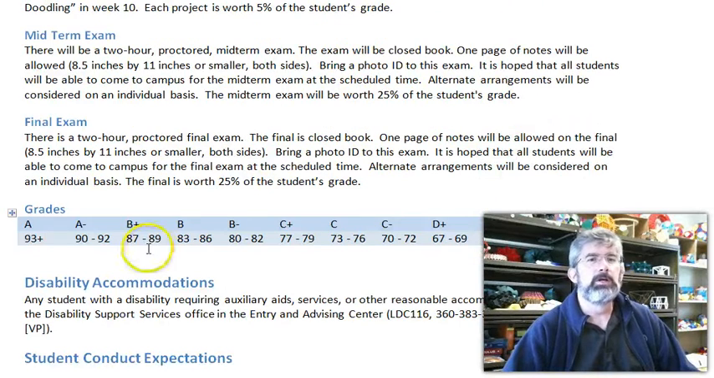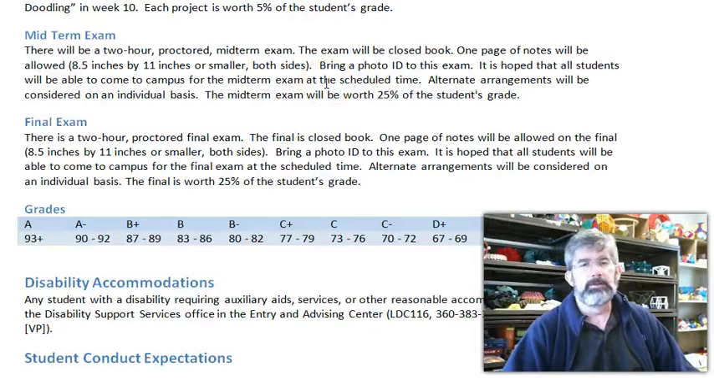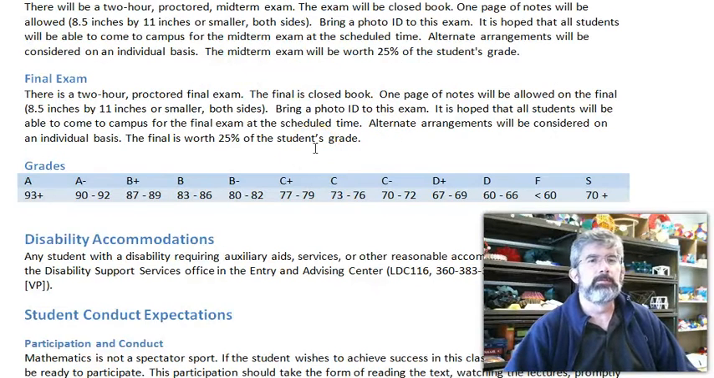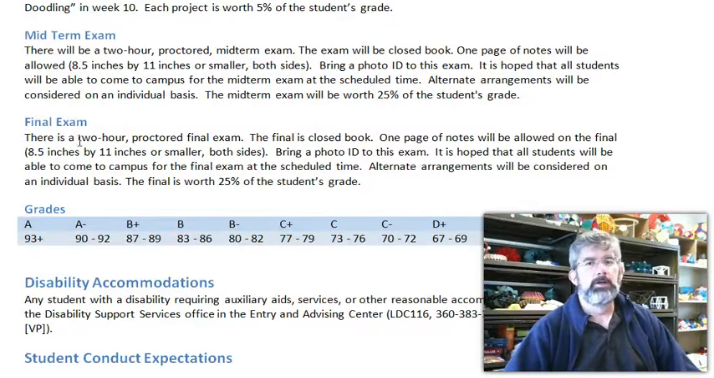So the exams are closed book, but I do allow a page of notes, 8.5 inches by 11 inches or smaller. You can put stuff on both sides. Bring a photo ID, just because we're going to make sure you are who you are. And the midterm exam is 25% of your grade. The final exam is 25% of your grade. Note, the final exam is not a cumulative exam. It's just a second half exam. So each of these is half of the course.